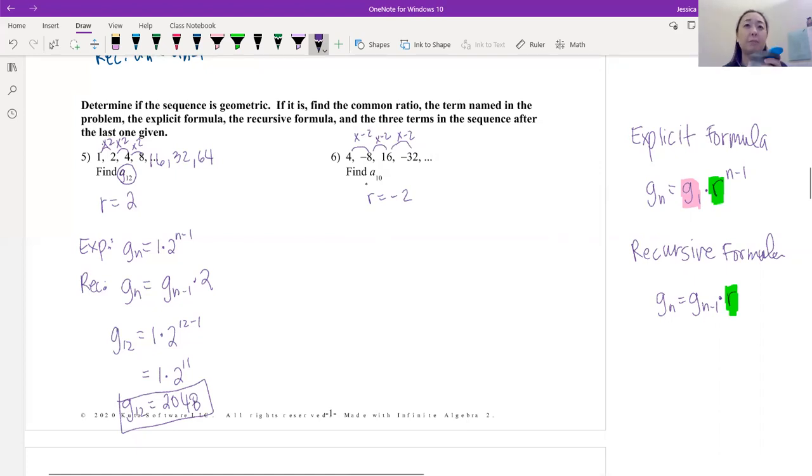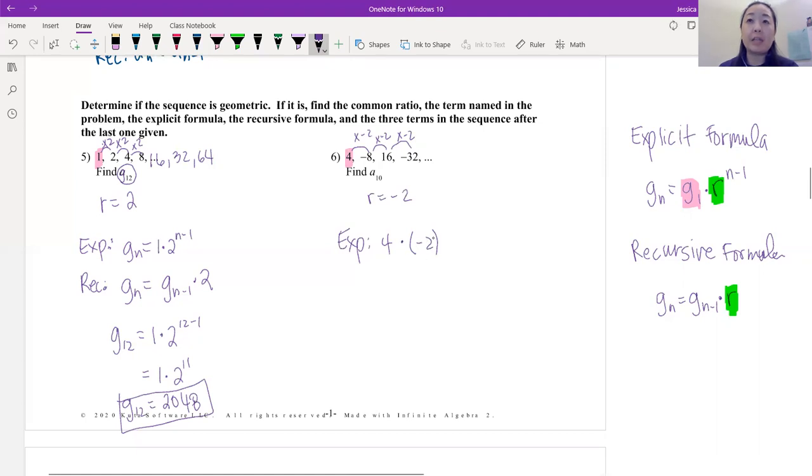And then explicit formula and recursive formula. So explicit is going to be, so our first term right here is 4. Let me see if I can highlight that so you can see. So first term. And then it's going to be times R, which is -2. If it's negative, you need to put that in parentheses, okay?